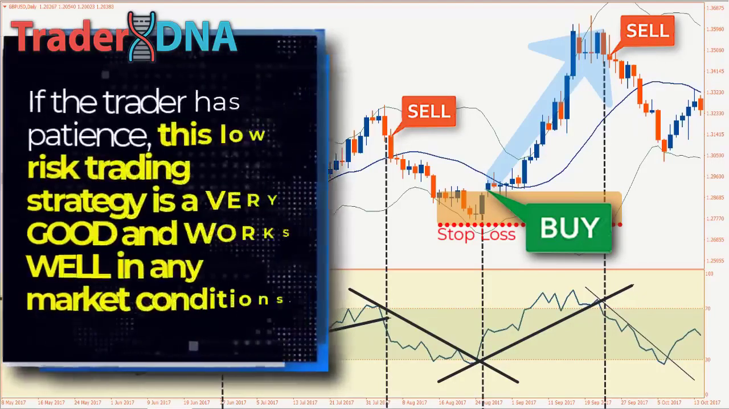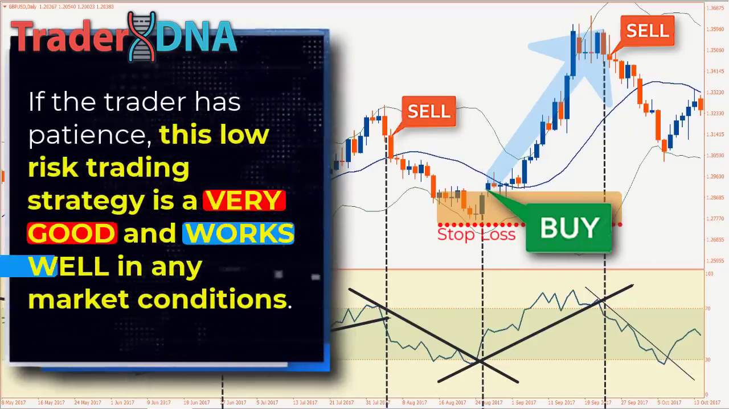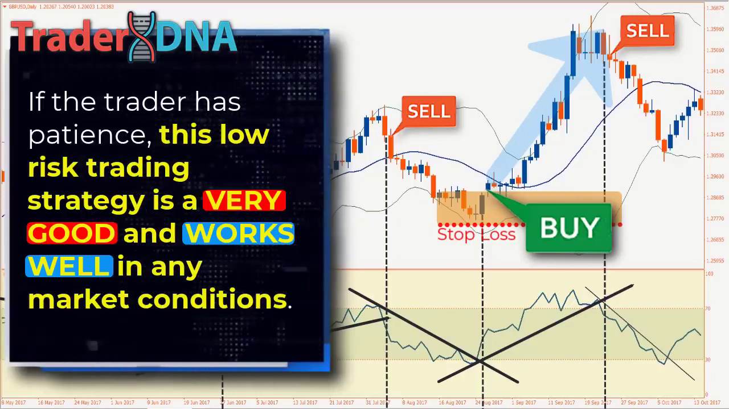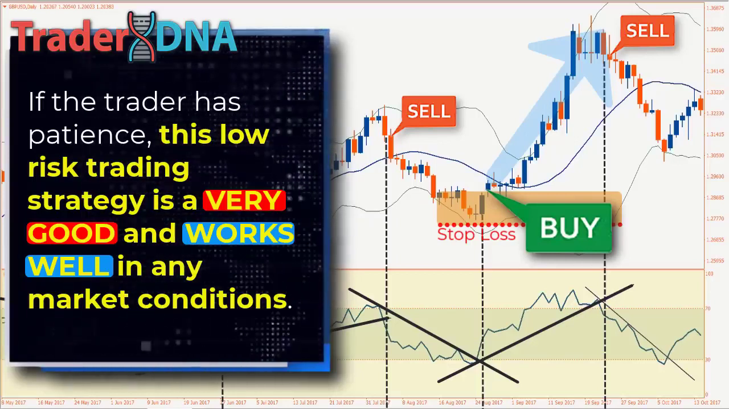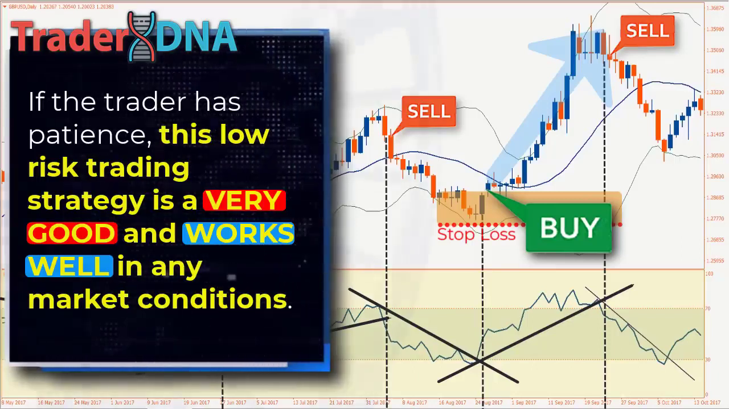If the trader has patience, this low-risk trading strategy is very good and works well in any market conditions. But there is no perfect strategy. This combination of Bollinger Bands and RSI also has its own weaknesses. So, traders must be disciplined in managing their risk.